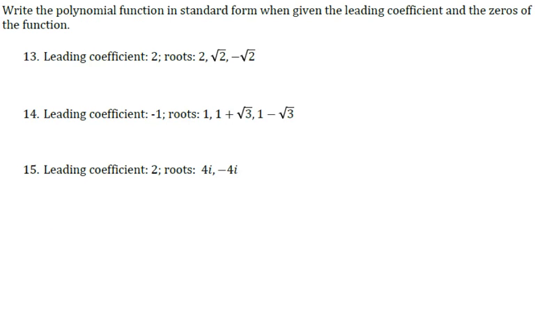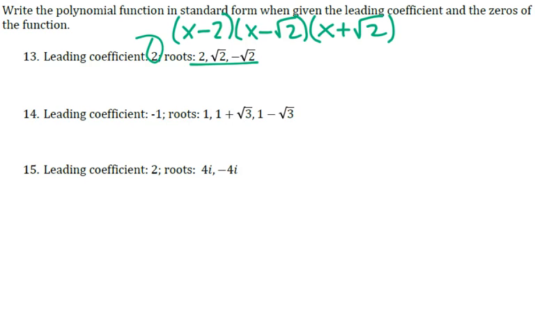Alright, now these ones we want to write them in standard form. Okay? When given the leading coefficient and the zeros of the function. So this we hold on to the end. These we rewrite. So we've got x minus 2 times x minus square root of 2 times x plus square root of 2. Okay?